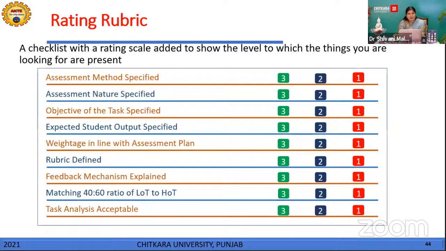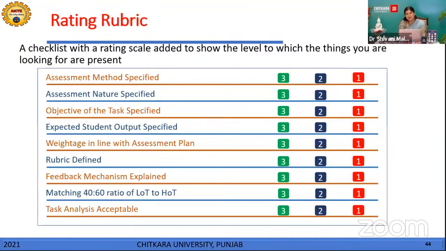Then is the rating. When you add a rating scale to a rubric, it is called a rating rubric, to which you give the priority, or to which you give the highest rating, 3 being the highest and 1 being the lowest, or 1 being the highest and 3 being the lowest. That depends upon user to user, what you have declared. This shows which things you are looking for at present. Say assessment method specified at a rating 1, 2, 3. Suppose you think the assessment method is specified and is final to go now, you may rate it 3 as highest, meaning verified.